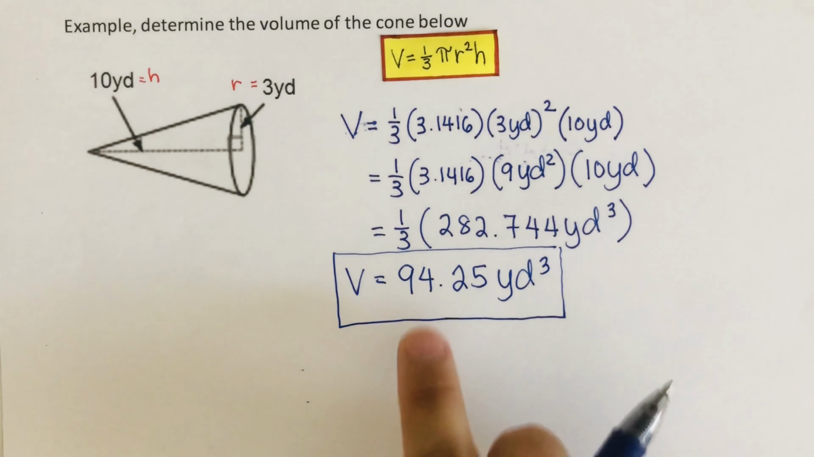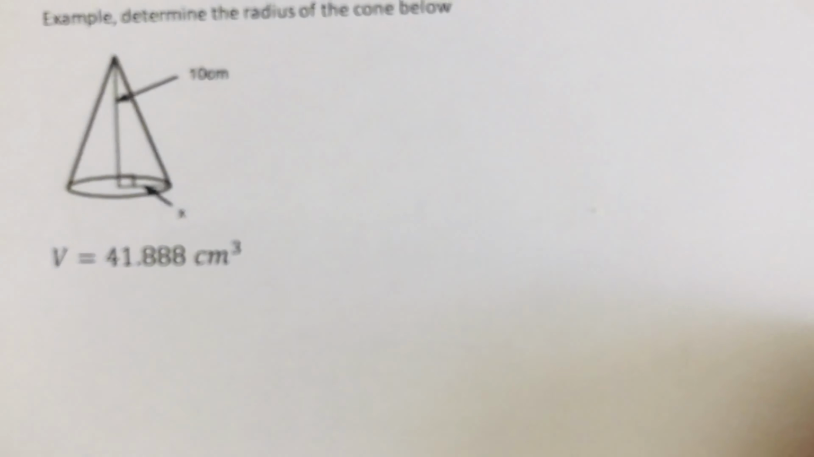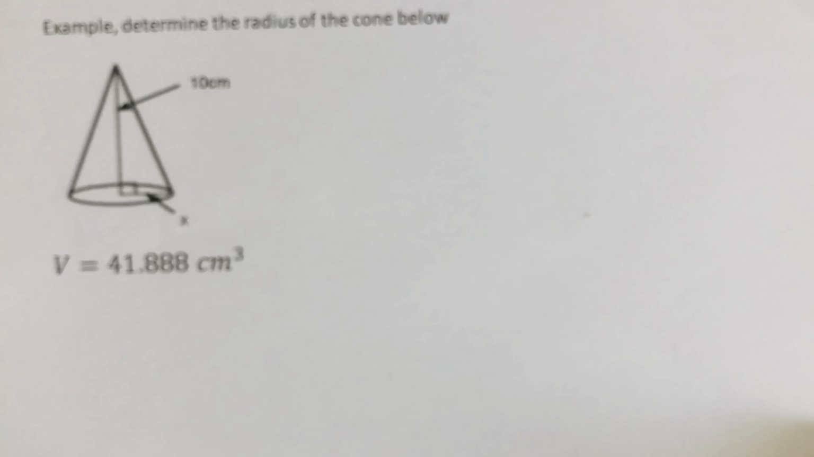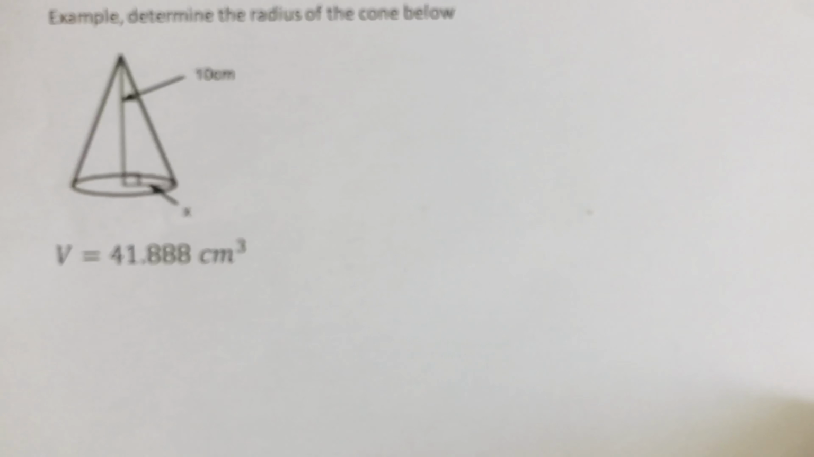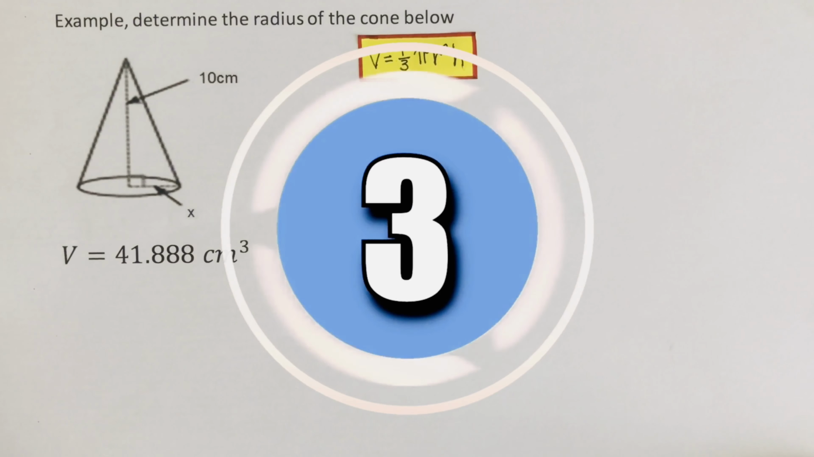Did you get the same answer as this? Good. Perfect. Now let's move on to the next example here. So this time around, we do it backwards. I give you the volume. So you have a volume, and then we are given the height, and we are supposed to find the radius. At this time, I would encourage you to pause this video and try this problem out on your own. And when you're done, unpause it and check your answer.